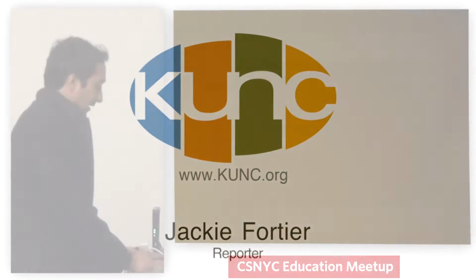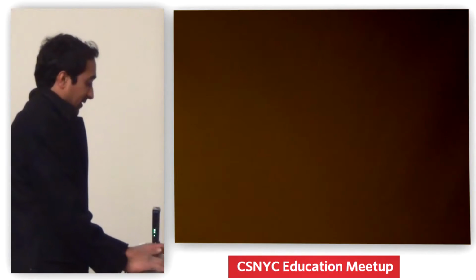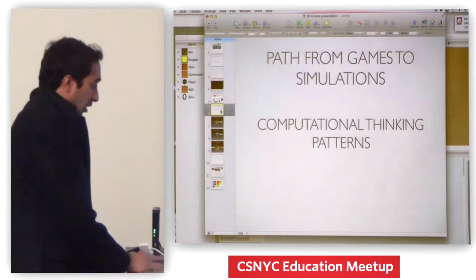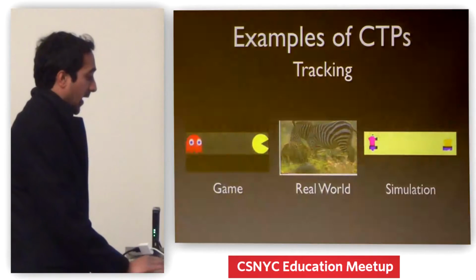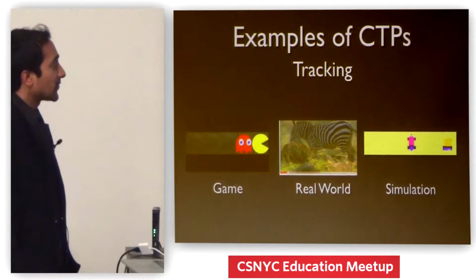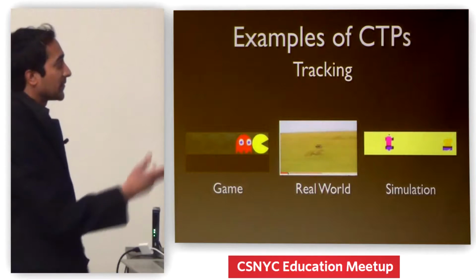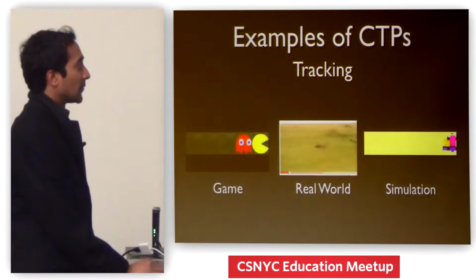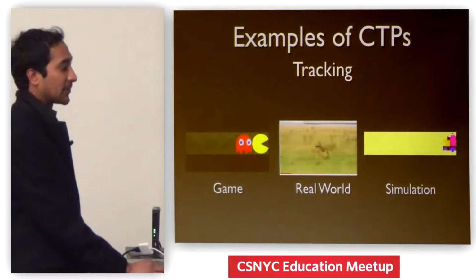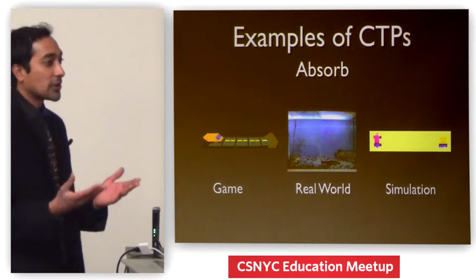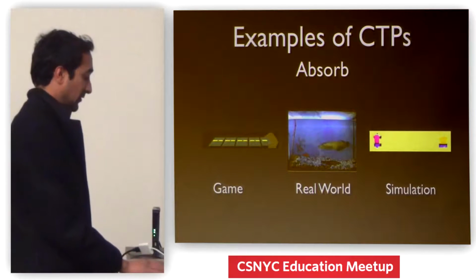So that's a quick video on the Scalable Game Design project in general. We have this path from games to simulations. And these are a few examples. The same kind of interactions you use to create the game on the left there is the same kind of interaction you would use in the simulation. So this is a ghost tracking Pac-Man. You might have a predator tracking a prey, for example. So as kids are learning how to create their games, they're learning the tools necessary to create simulations.